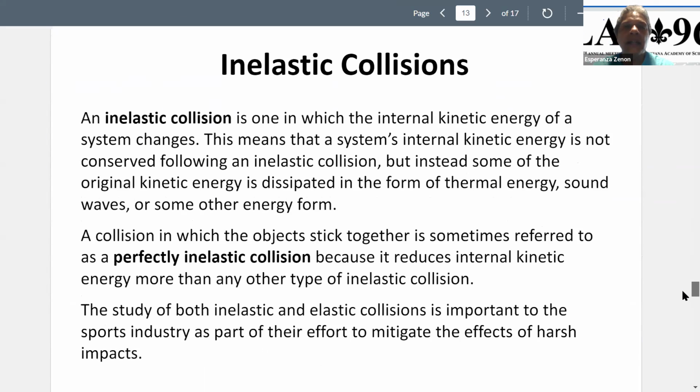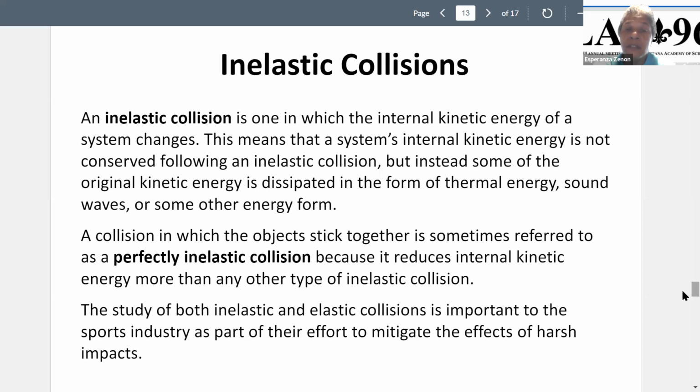Now, the kind of collision that we will solve problems with, and we'll look at that on Thursday, relates to an inelastic collision, okay? So in an inelastic collision, the kinetic energy is not conserved. Momentum is conserved, kinetic energy is not conserved. And then we're going to focus on a perfectly inelastic collision when we problem solve, because it's easier, because the objects stick together. So these two objects collide with each other and they stick together, okay?